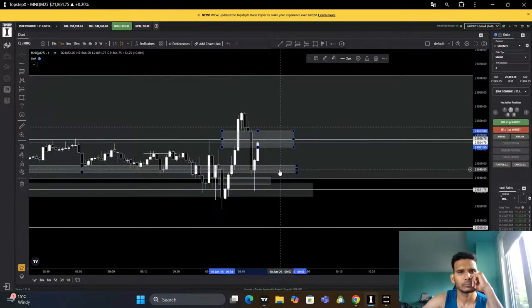All right. That's an inverse fair value gap. Everything's lined up, still getting stopped out. It's not in our hands. Wait for another setup or probably don't take a trade.